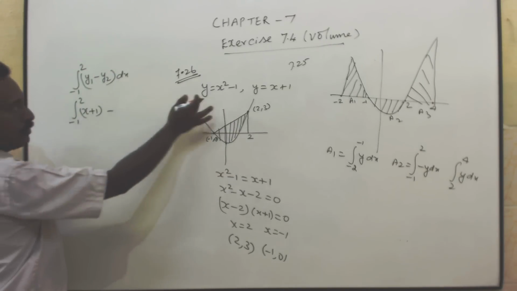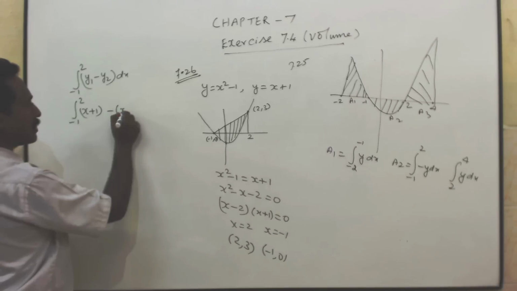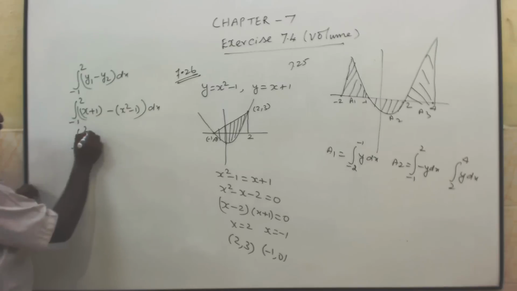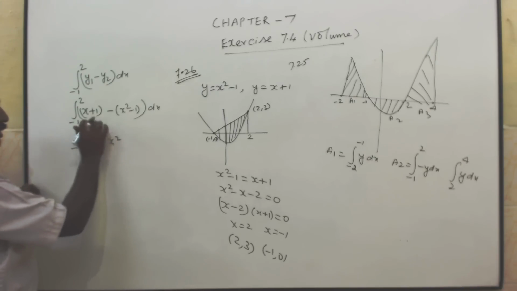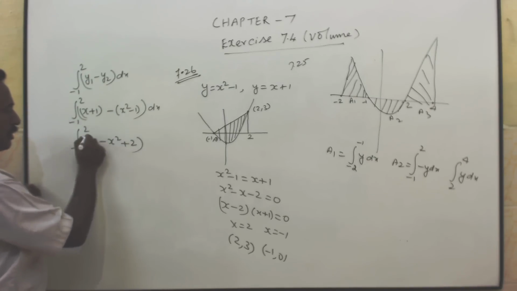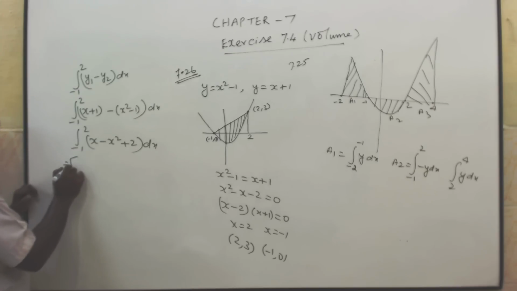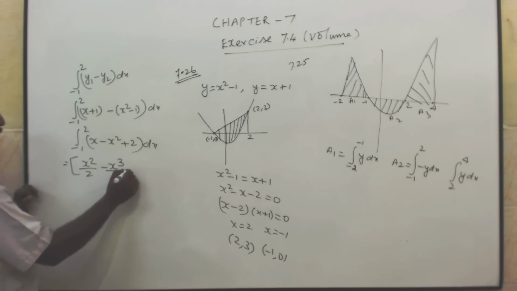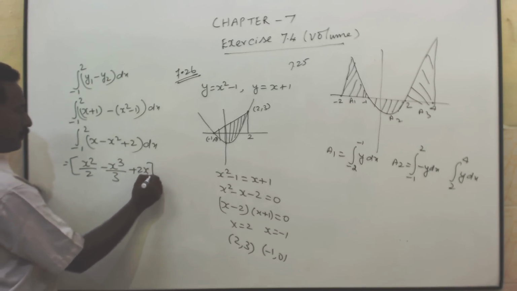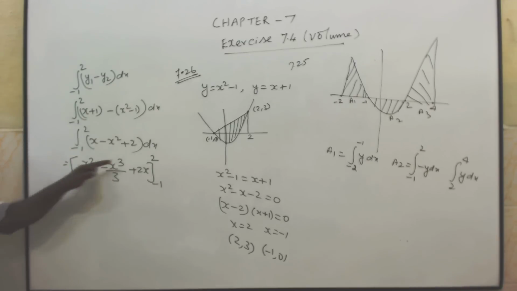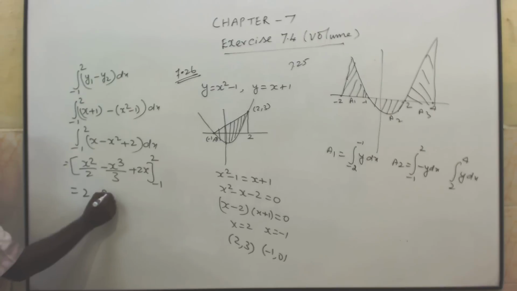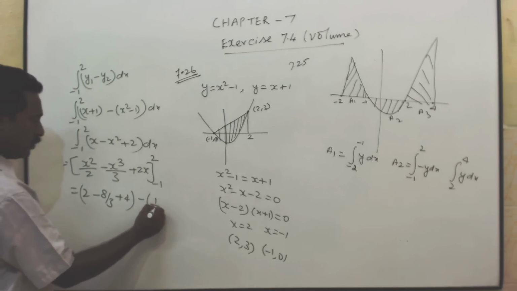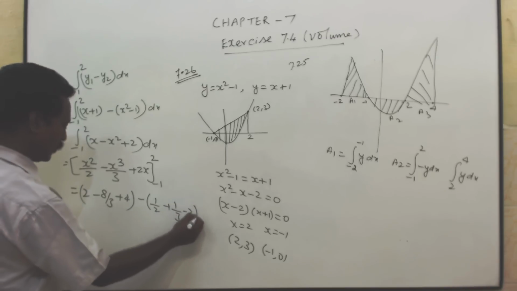Minus y2 from the parabola, that is x square minus 1 into dx. Minus 1 to 2, x minus x square, 1 plus 1 is 2, dx. After that, you know it is very simple. Integrate: x square by 2, x cube by 3 plus 2x, from minus 1 to 2. Substitute the limits: 4 by 2 is 2, 8 by 3 plus 4, minus 1 by 2 plus 1 by 3 minus 2.